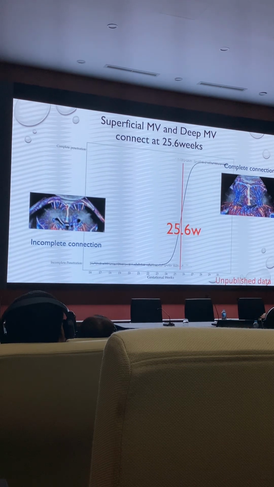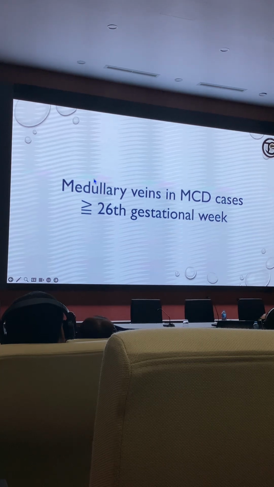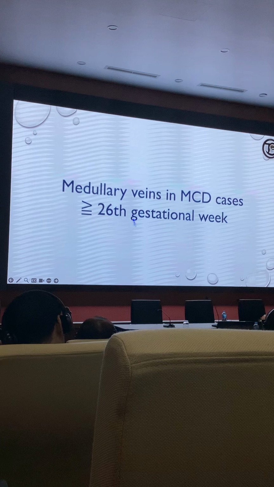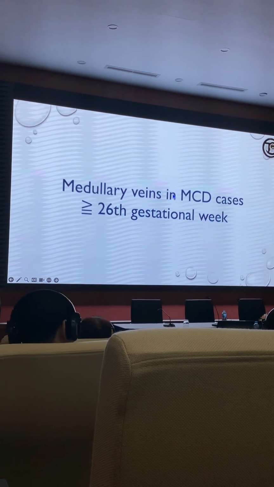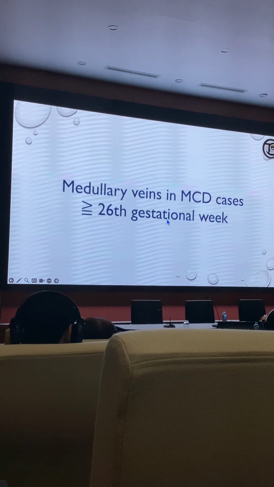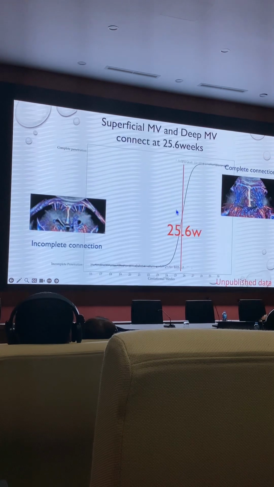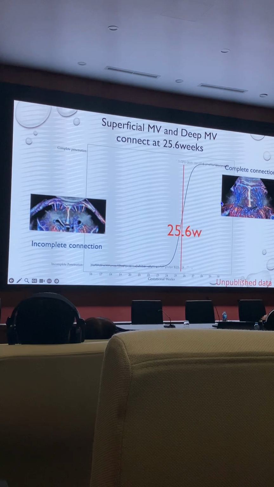Okay, so in normal cases, we are focusing on over 26 gestational weeks. The medullary vein, usually at 26 weeks of gestation, in most cases has the complete connection, right? So going back, you can see the complete connection after 26 weeks of gestation.